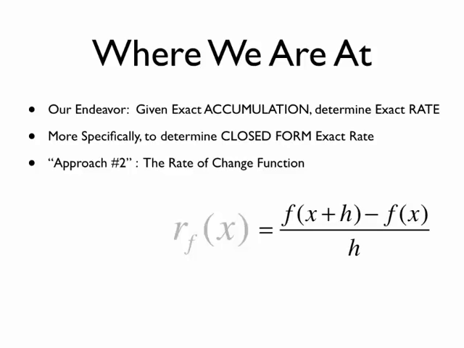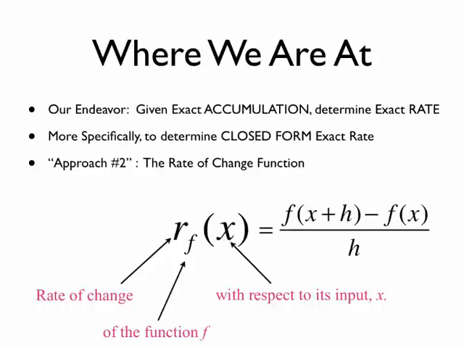This rate of change function, we said it was the rate of change of the function f with respect to its input x. And so this rate of change function is the centerpiece of everything we're doing right now. Does it give approximate or exact rate of change? Depends on h. If h is not small, it's approximate rate of change. But if we took the limit of that as h approached 0, or if we say h is super small, then it's exact rate of change.